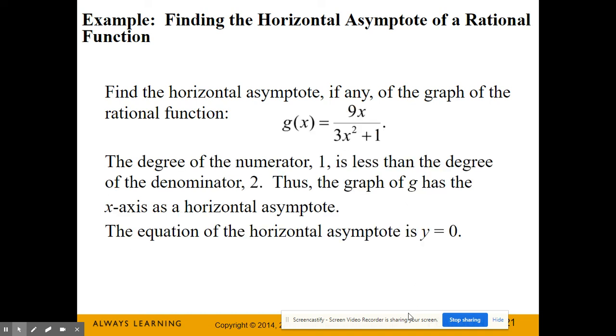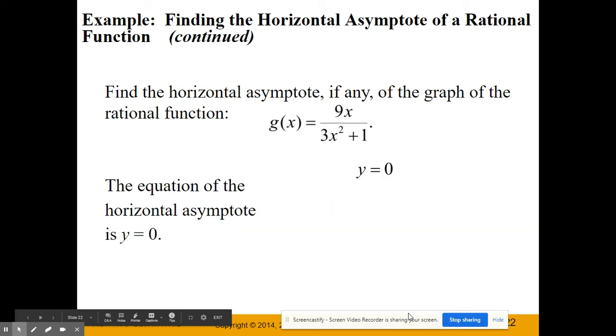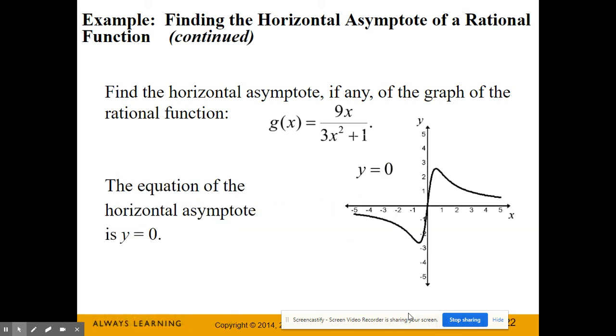Let's look at this one. So the degree of the numerator is 1, the degree of the denominator is 2. So the denominator has a greater degree. If that's the situation, the horizontal asymptote is y equals 0. And then this is what that looks like.